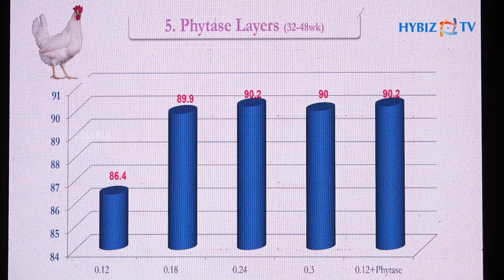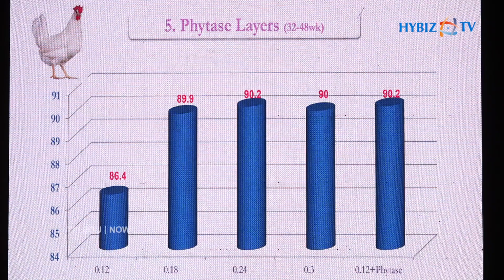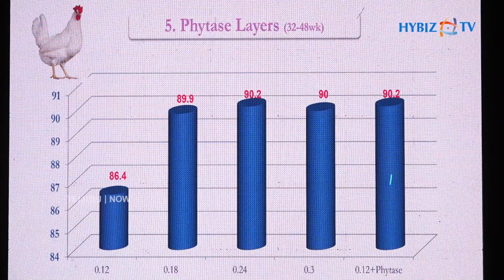Subsequently, my colleague Dr. Panda also did trials from 0.25% to 0.3% of non-phytate phosphorus. Here also, when we supplemented 0.12% phosphorus with phytase, we got egg production similar to that of 0.3% or even 0.18%. So that means there is great potential in the usage of phytase.